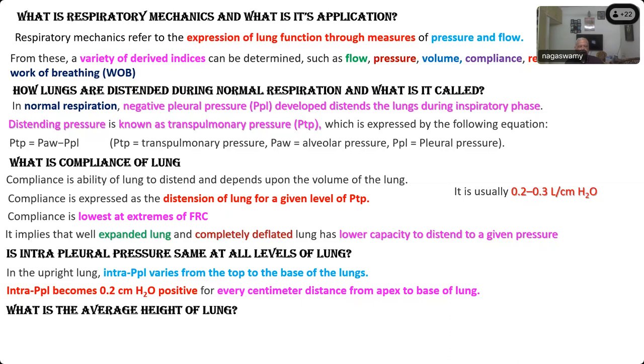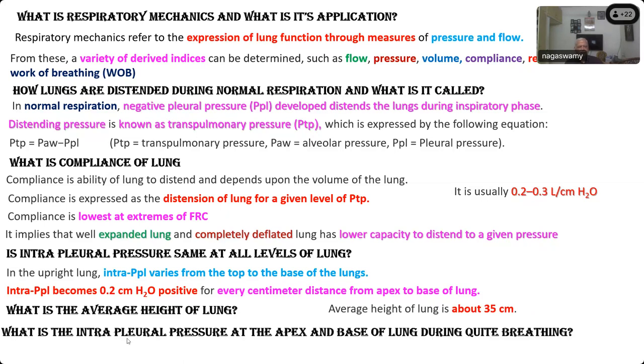So what is the average height of a lung in an average person? An adult patient with an average build, what is the height of the lung? That is, when you are in the erect posture, from apex to the base, what is the value for that? Talking about height, not the breadth. That is the vertical height from the apex to the base. It is about 35 centimeters. Okay, this is just in case you participate in some quiz program in any conferences, then this may come in handy.